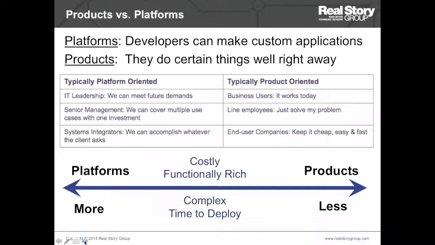Products versus platforms. This is an important distinction as well. A lot of people overbuy in this industry. So when I say products, I mean simple, out-of-the-box tools that work quickly, that are not very customizable. Most organizations immediately gravitate towards platforms, which is very malleable, I can customize it. The IT leadership says, we can meet future demands, we can meet future needs, this is awesome, let's do that. But they tend to overspend.